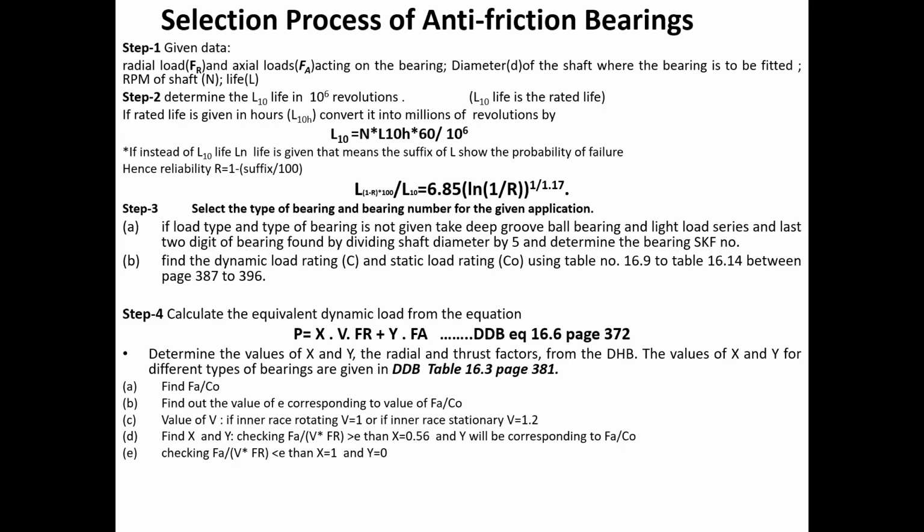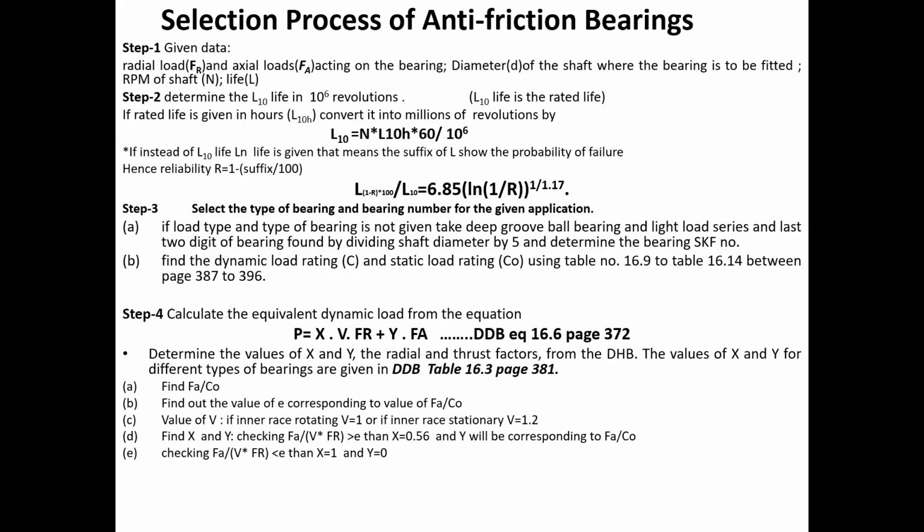To check the bearing number, to select the bearing number, we will check different bearings for loading. In the design problem or in the selection process, we start our selection with the deep groove ball bearing. If nothing is given in your problem about what type of bearing you are using, we will always start with the deep groove ball bearing. And with the deep groove ball bearing, we will start our checking with the light load series.